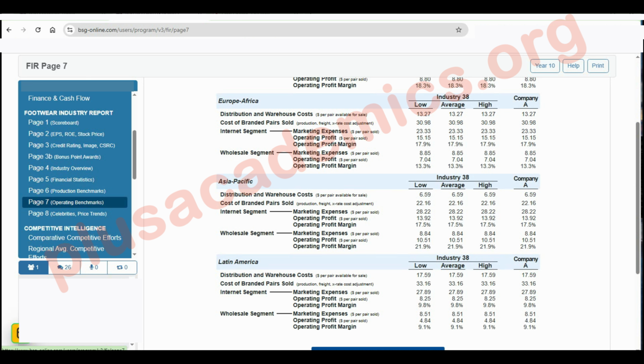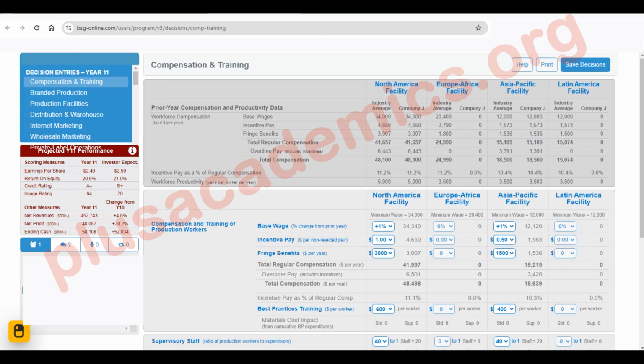So having said that, let us go to the first section of our business strategy game year 11, which is compensation and training. As you can see, we can only produce from two facilities: a facility in North America and also a facility in Asia Pacific. The most important thing is for you to understand how different items are going to impact your company differently. Here we see that we are supposed to make decisions for the base wage and also incentive pay, fringe benefits, best practice training, supervisory staff, and also supervisory compensation change.